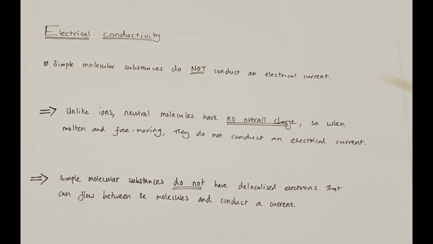Secondly, simple molecular structures do not have delocalized electrons that can flow between the molecules. And therefore, again, they cannot conduct a current. Unlike in metals, which contain delocalized electrons which can flow throughout the structure and conduct an electrical current, simple molecular substances do not have delocalized electrons that can flow between the molecules and therefore cannot conduct an electrical current. They are not conductors. That summarizes the key physical properties of simple molecular structures.